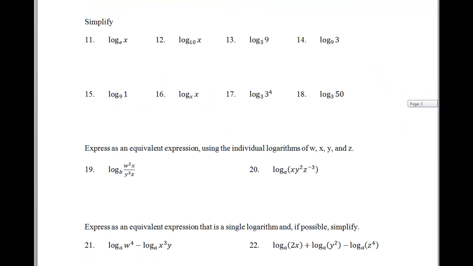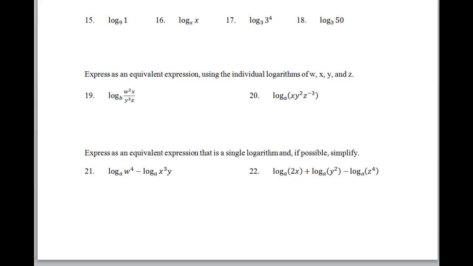To round out the third page here, we are going to write some equivalent expressions, and we need individual logarithms of w, x, y, z, so we're going to split this up. And this is one that I want to do with you here, because this is going to be the log base b of the numerator w squared x minus the denominator log base b of y cubed z.